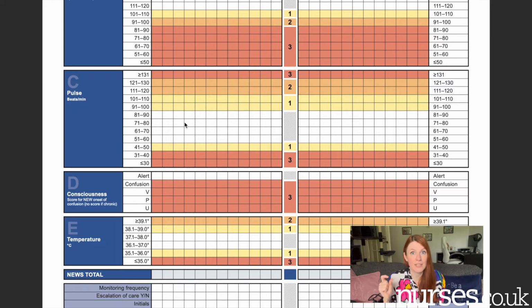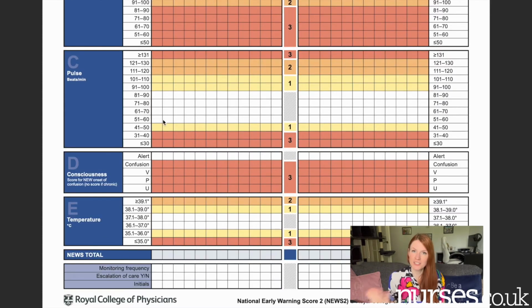And the same if it's really low. We don't want it to be dropping. We don't want that heart to be stopping. We need to do something about that. So equally dangerous. Next, consciousness. Like I was saying, ACVPU.